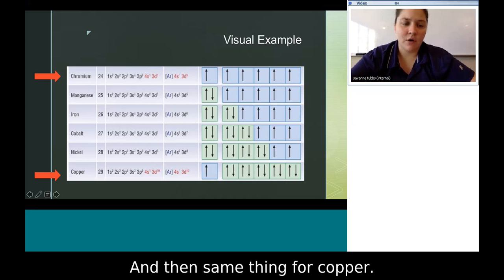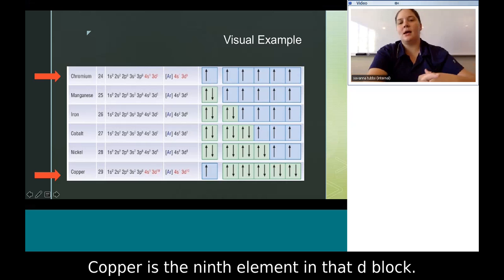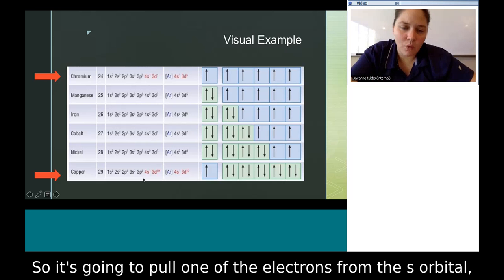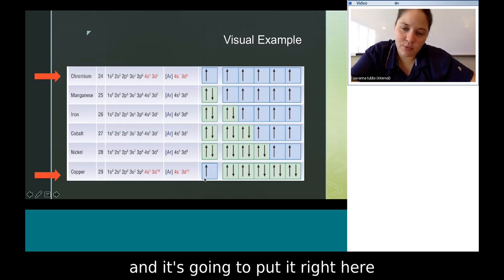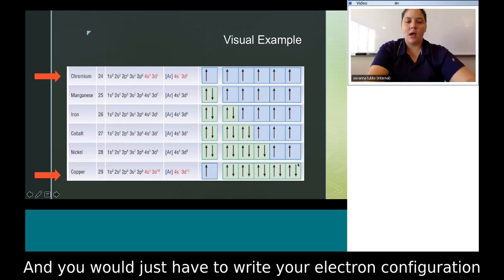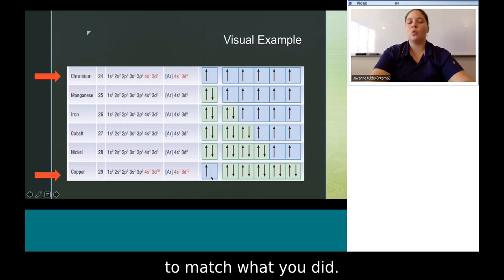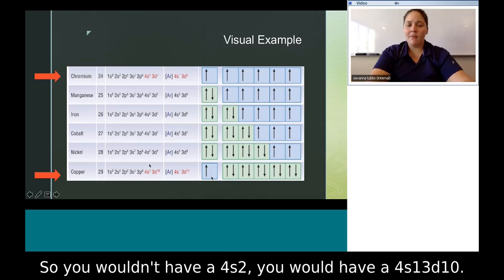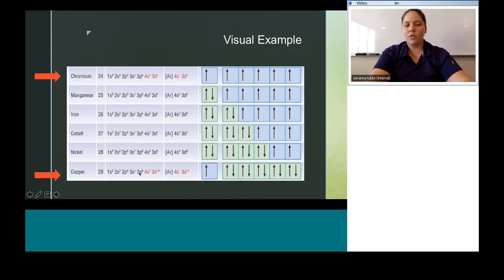And then same thing for copper. Copper is the 9th element in that D block. So it's going to pull one of the electrons from the s orbital, and it's going to put it right here in that d orbital. That way it can be completely filled. And you would just have to write your electron configuration to match what you did. So you wouldn't have a 4s2, you would have a 4s1 3d10.